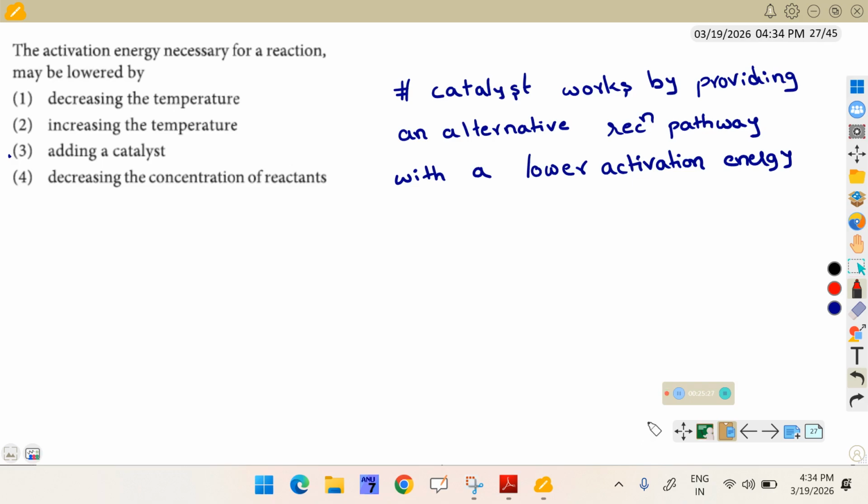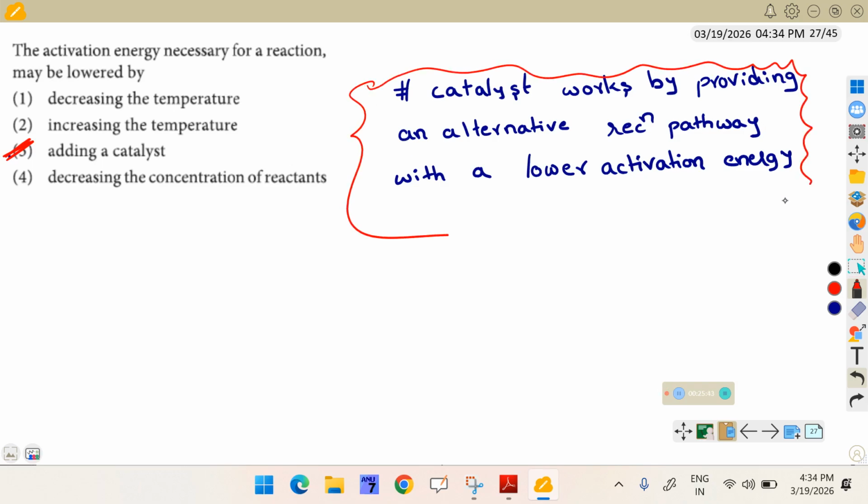The activation energy necessary for a reaction may be lowered by adding a catalyst. Why? A catalyst works by providing an alternative reaction pathway with a lower activation energy. If a catalyst is present, the activation energy value decreases because the path of the reaction will be changed.